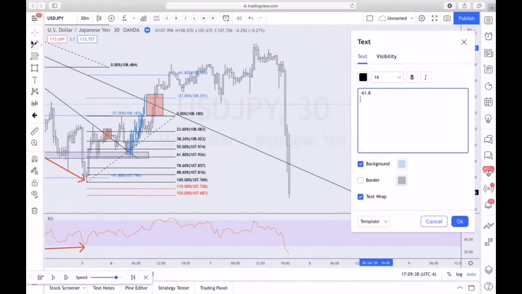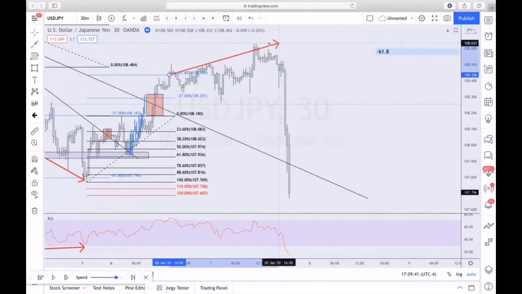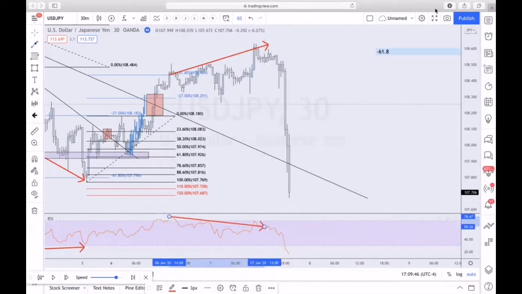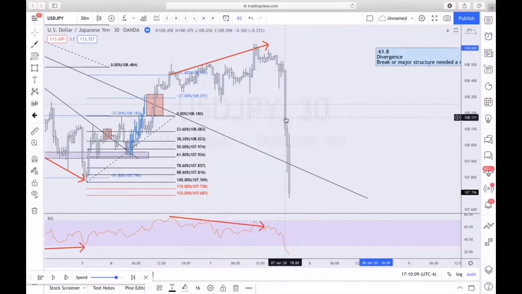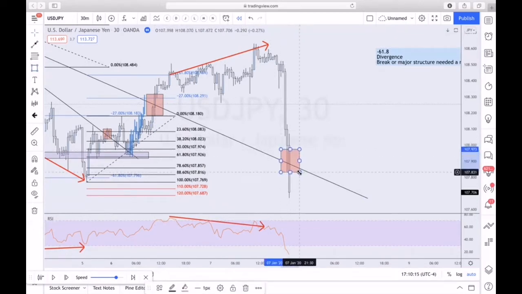Not only that, we have divergence here. And then last but not least, we had a break but no retest. So we know that the market had to come back down and retest this area.